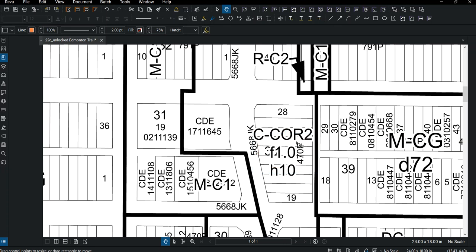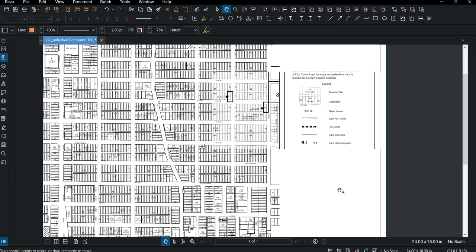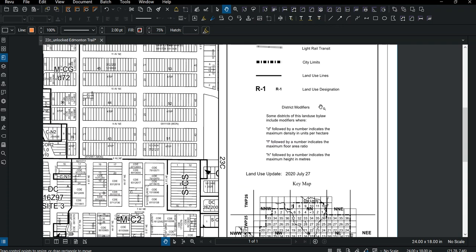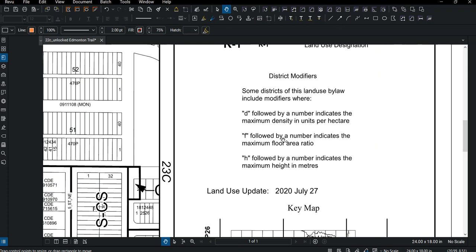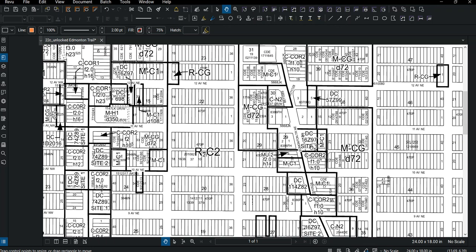So what that F stands for is floor area ratio. So again, that would be defined, I don't actually know, maybe somewhere on the map. I just know it off the top of my head, but there would be a definition for, here we go. F followed by a number indicates the maximum floor area ratio. Okay, so I'm just looking at that right there. Okay, so our floor area ratio is 1 in this case.